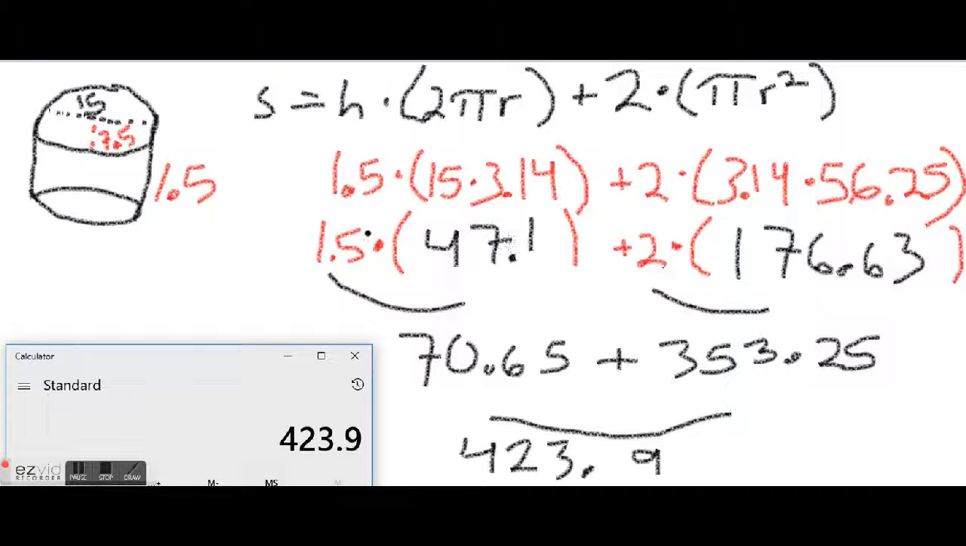1.5 times that, excuse me. 15 times that gives us this. Then I did the same thing, 3.14 times 56.25 gives me this. Then I have to multiply this set, and we get this. And multiply this set, and we get that. Then we add them together, and then we get our answer. Alright, there you go.